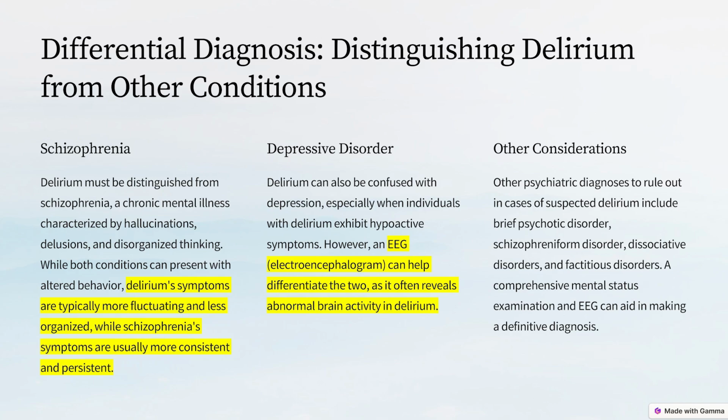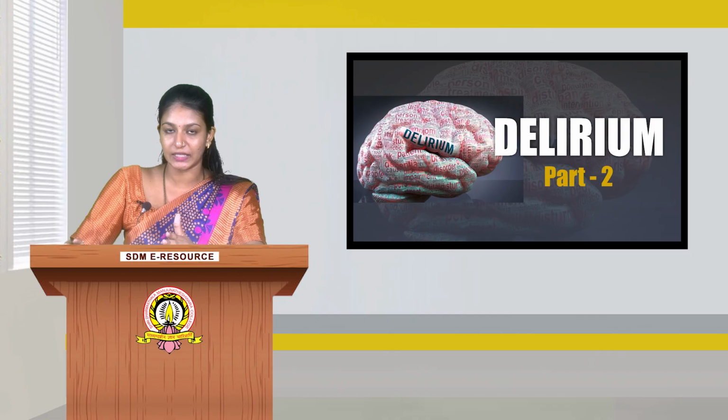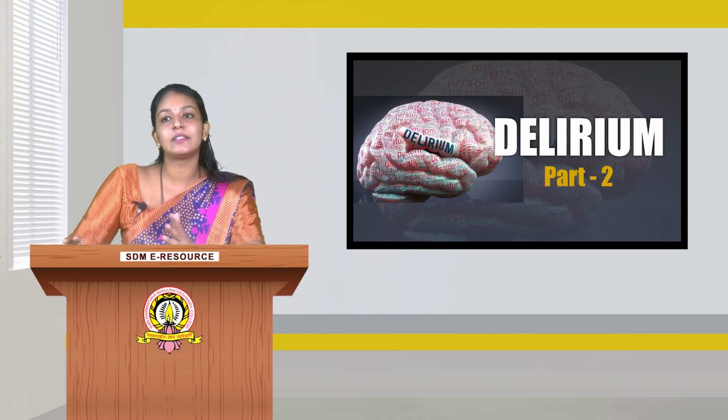Another disorder which overlaps with the symptoms of delirium is depression. So, how do we differentiate depression from delirium? EEG might be one of the options you can take up, as delirium is an organic disorder. EEG helps a lot in differentiating the disorders, and in case of brief psychotic disorders, schizophreniform, and all other disorders, we can take help from the EEG recording, which might help to significantly differentiate the brain of a person who is suffering from an organic disorder like delirium from the other psychotic disorders.